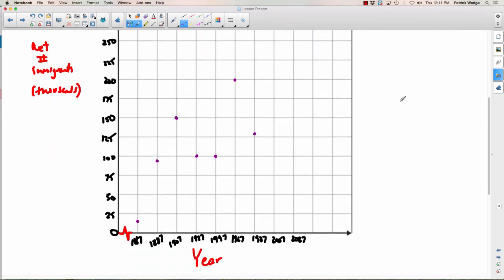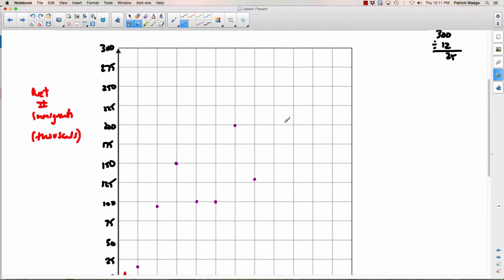2007, 260. So that's way up. Whoa, I have to go up even higher than that. 250 here. 260 would be right around there.